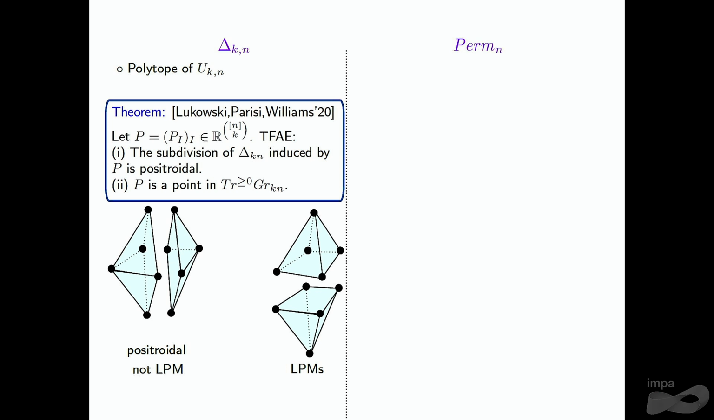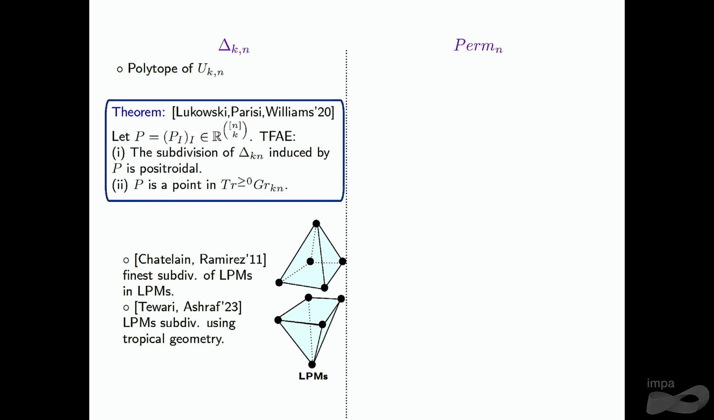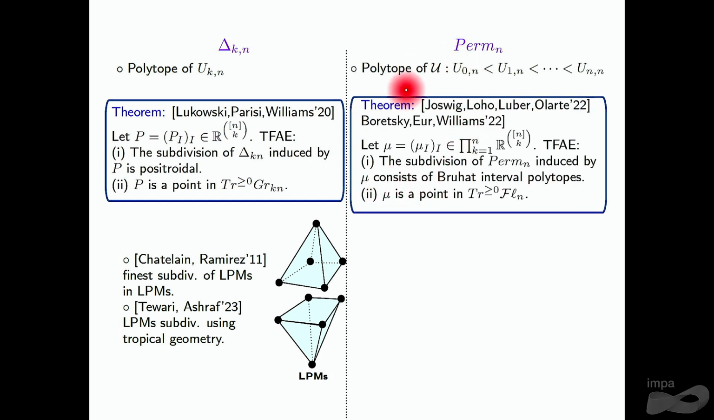Now let's bring that parallel result to see if we can say anything in the case of the permutahedron. What is the permutahedron? The permutahedron is the flag polytope of the uniform flag, the flag of uniform matroids. A result by Jösvik, Loh, Luber, Olarte, and almost simultaneously by Boretsky, Eur, and Williams is the analogue of this: say you take a point in the positive tropicalization of the flag variety, that's a tuple, and you take it as heights on the permutahedron and look at the regular subdivision.